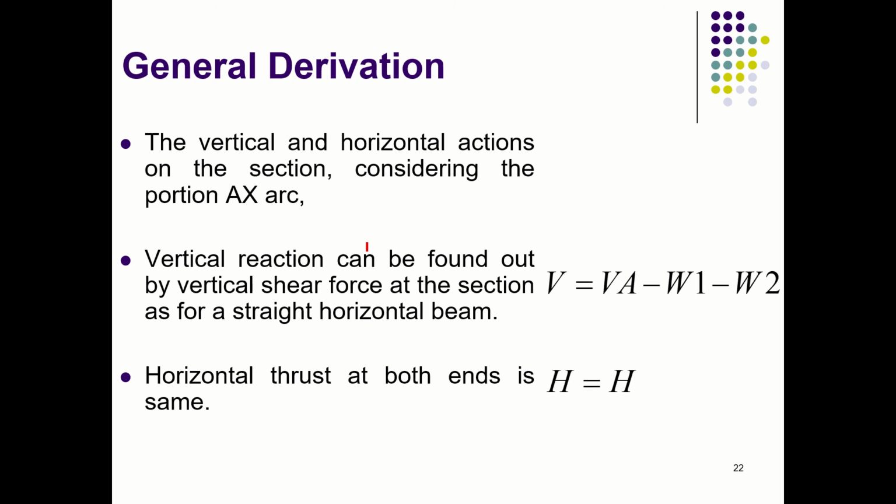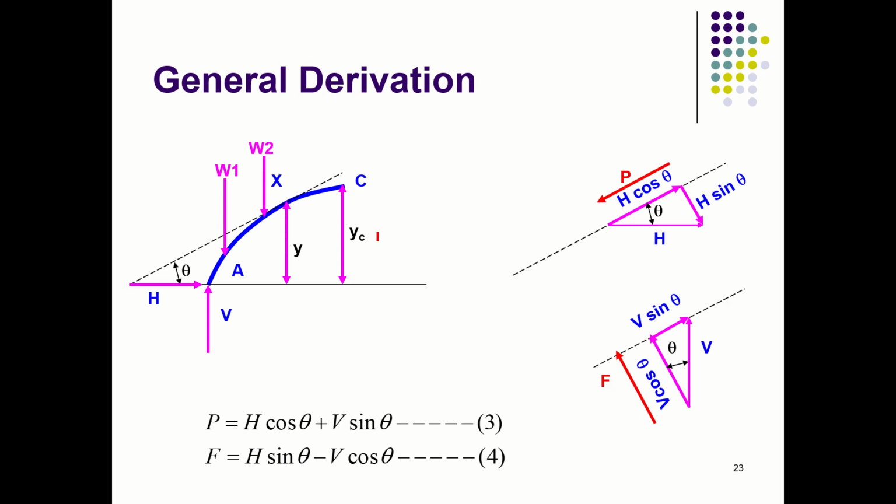Now the vertical and horizontal actions on the section, considering the portion AX of the arch. This is your arc AX, right? This is point X and this is its vertical distance Y. This is the applied load W1, W2, which is a part of the UDL applied on the arch. These are the reactions, vertical reaction and horizontal reaction at the support.